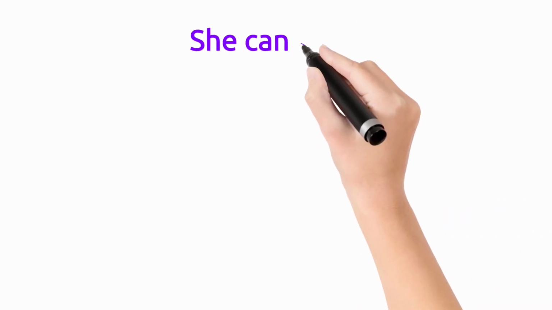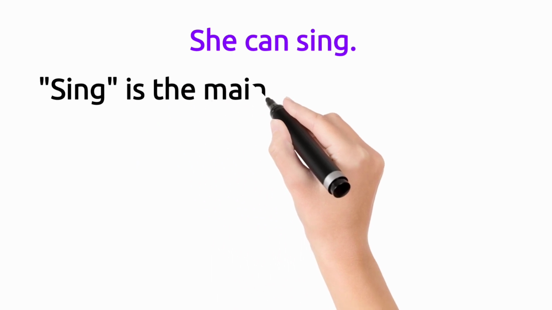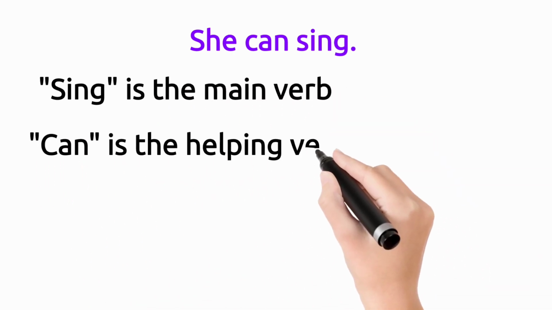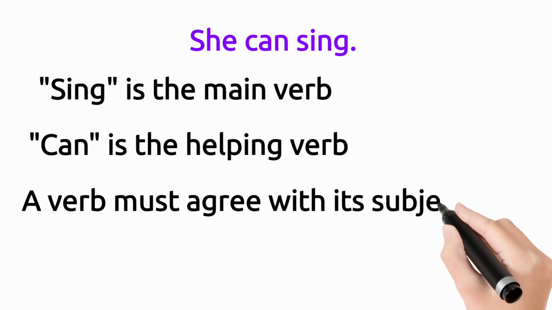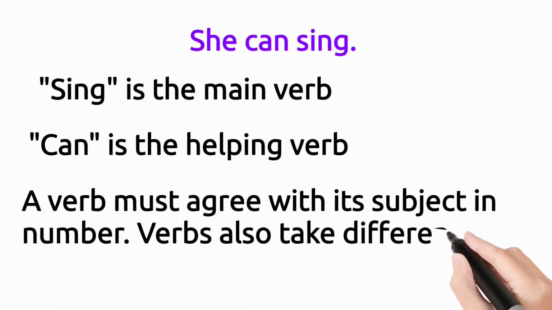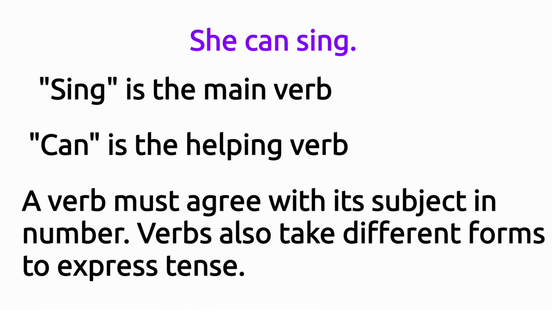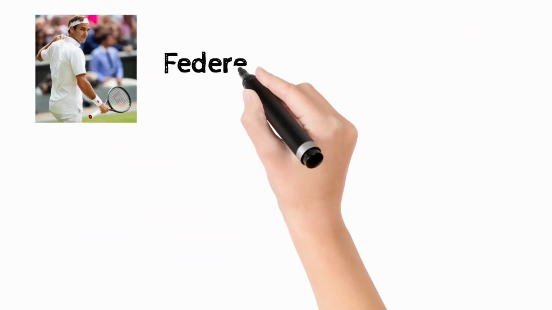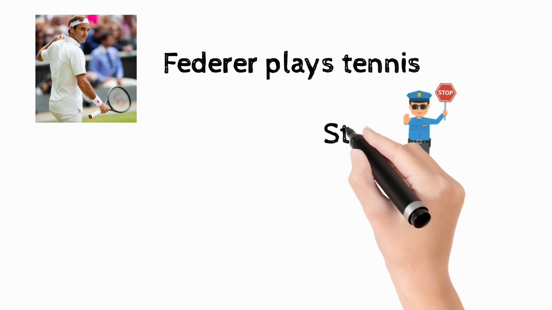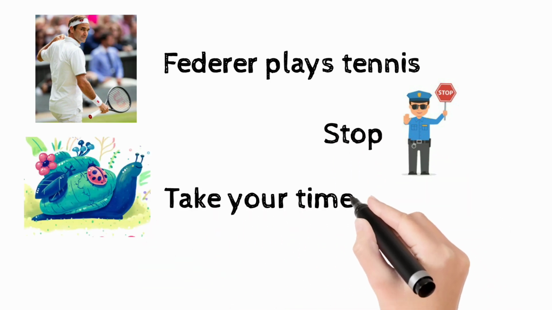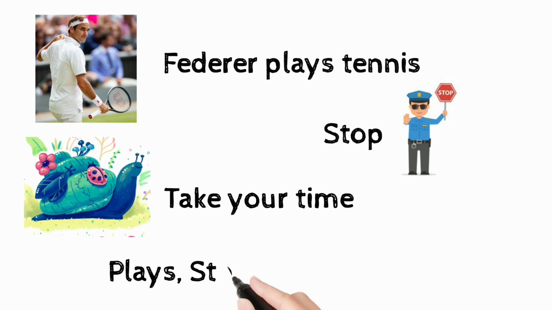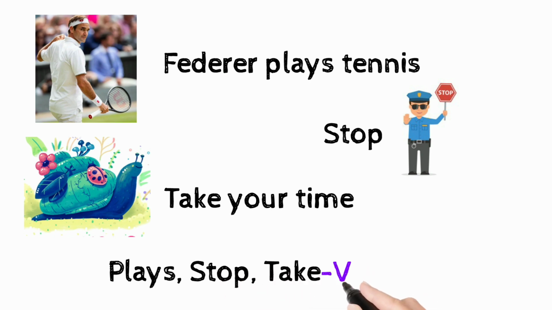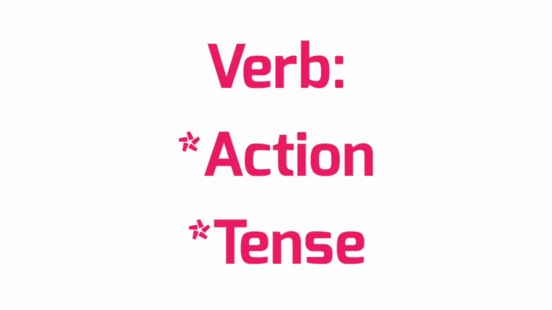For example, she can sing. Sing is the main verb. Can is the helping verb. A verb must agree with its subject in number. Verbs also take different forms to express tense. For example, Federer plays tennis. Stop. Take your time. Plays is an action. Stop is an action. Take is an action. So, verb is talking about the action, tense and mood.